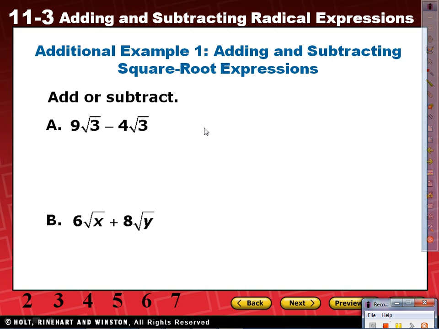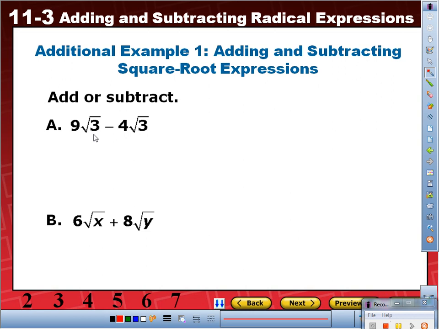Pens down, eyes up here. In order to add or subtract is basically as simple as following those steps: simplify, combine like terms, and simplify. Before I show you, can we simplify this square root of 3 anymore? No. How about this one? No. So it's already simplified, so I'm going straight to combining like terms. What do I mean by that?